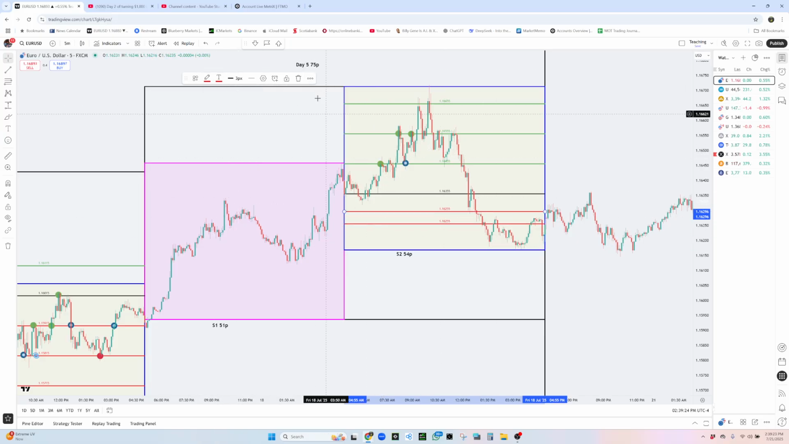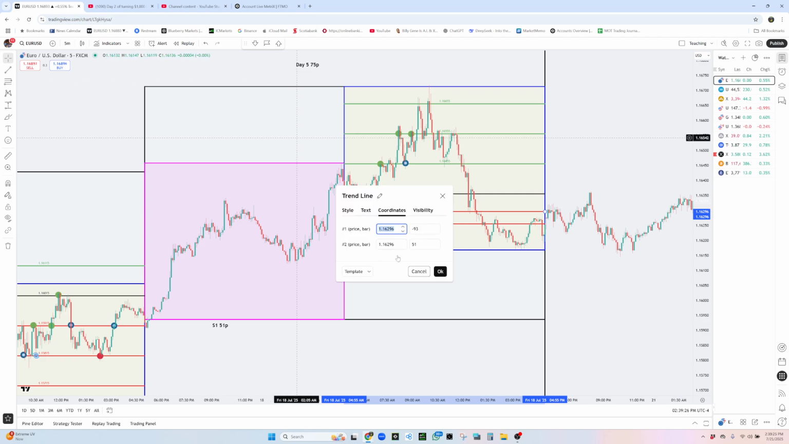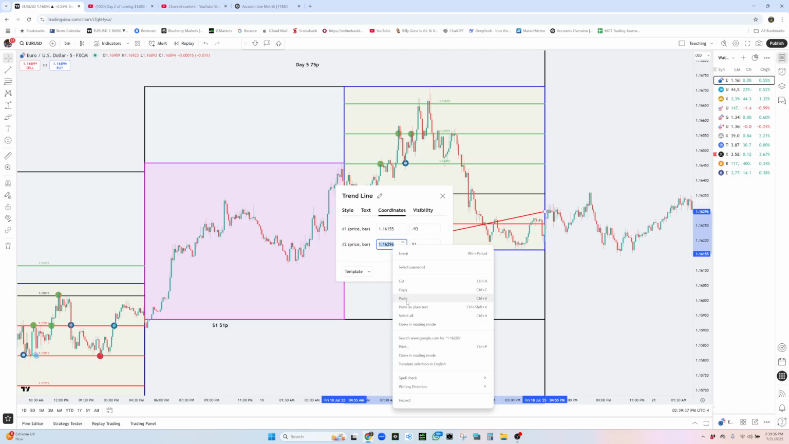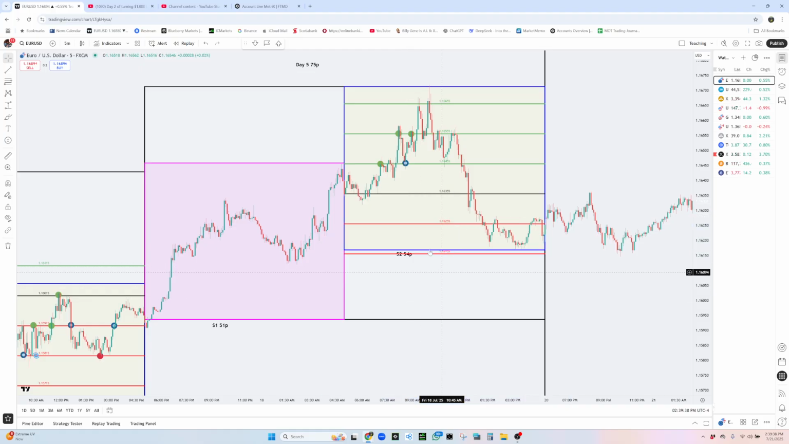Think we can squeeze one more in. I might not be right with this one. Might be a little too optimistic with this one. Oh yeah, definitely not. But for visual purposes, we can leave it there. Doesn't really matter.